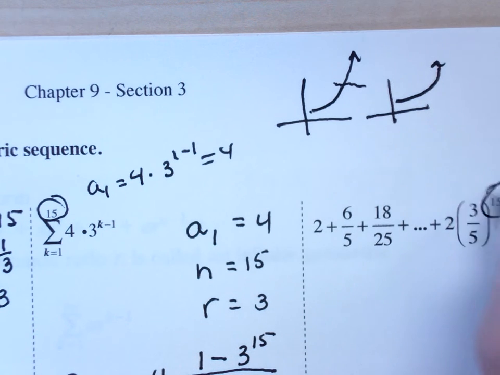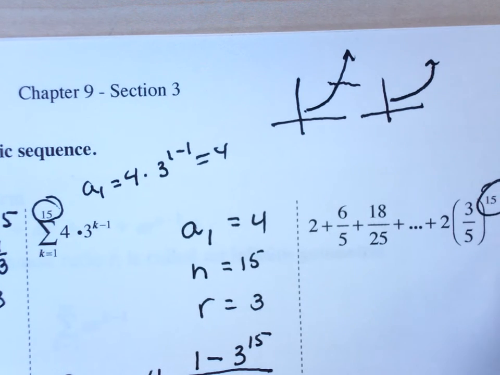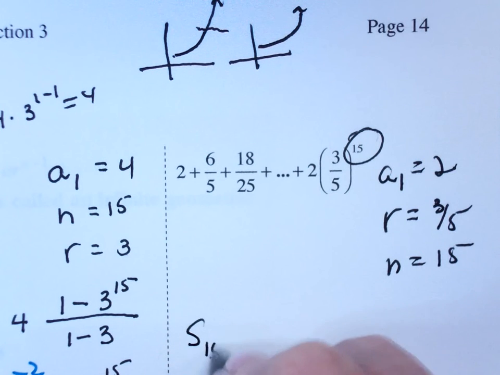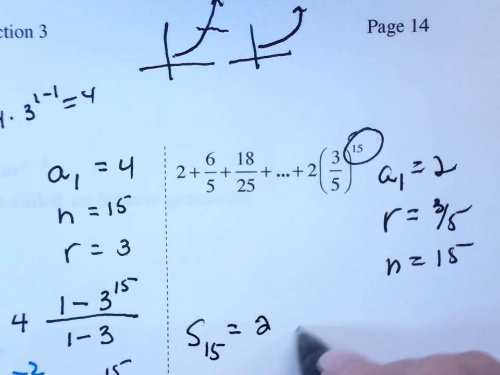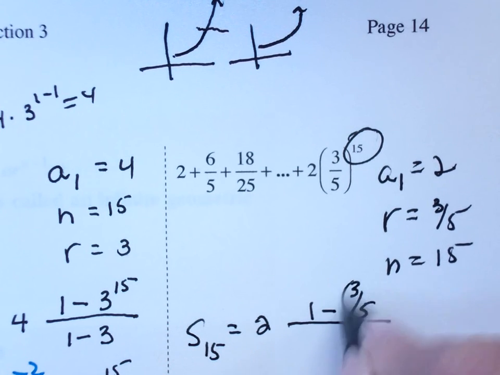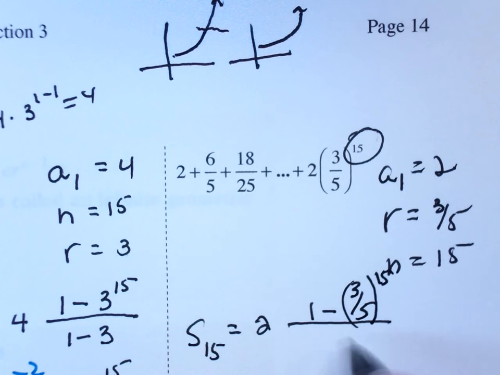Last one, we're also at 15. But notice r is what? 3/5. So I expect the number not to be huge, but tiny. So A1 is 2. r is 3/5. n is 15. So S sub 15 is A1 times 1 minus r, which is 3/5, raised to the 15 power, over 1 minus r, which is 3/5.